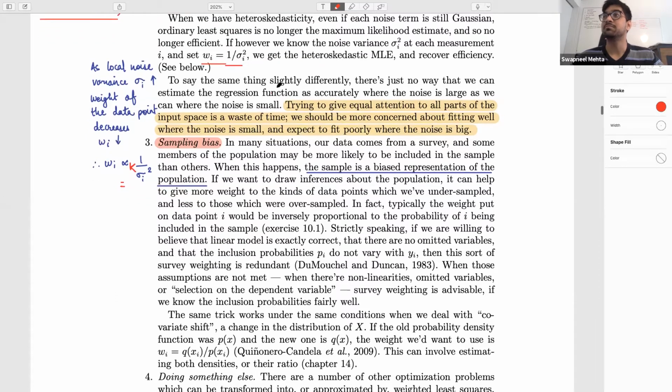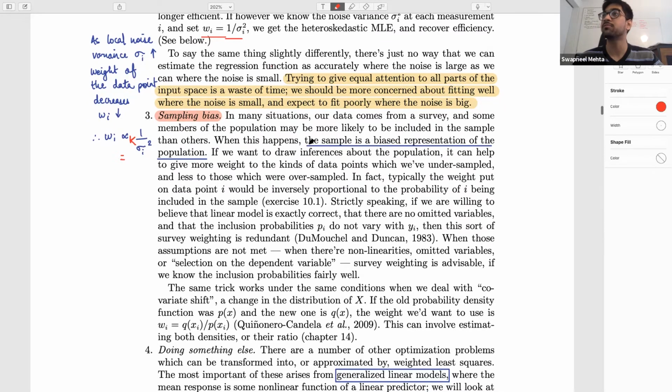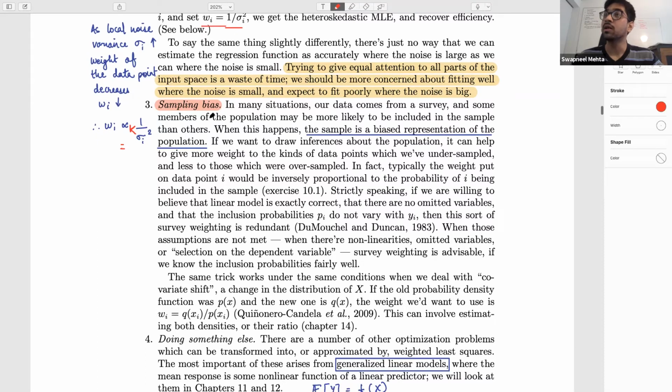He explains it in plain English. Trying to give equal attention to all parts of the input space is a waste of time. We should be more concerned about fitting well where the noise is small and expect to fit poorly where the noise is big. Simple enough. Another part where noise variance might be high, or heteroskedasticity comes into the picture. Not high, but different.